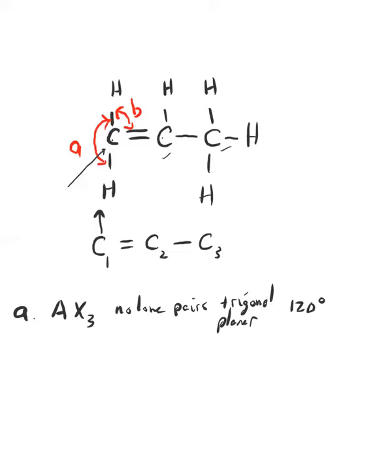Now let's do angle B. Angle B is the bond angle between the hydrogen. So the carbon's at the center. You're sweeping from the hydrogen down to the carbon. Okay. Well, same thing. Do the same thing. You have one central atom, and you have three surrounding atoms, and no lone pairs. So it's trigonal planar again. It's a trick. It's the same angle.